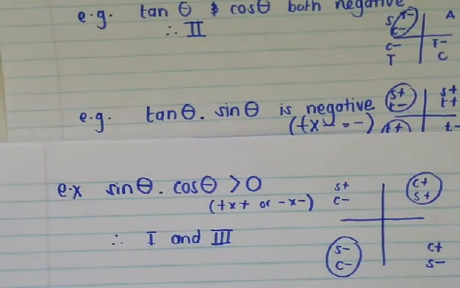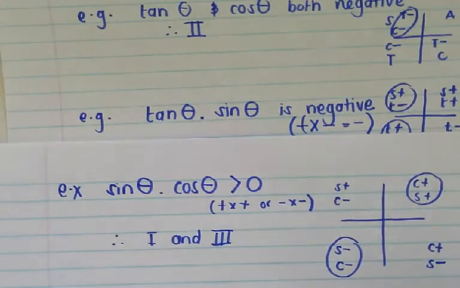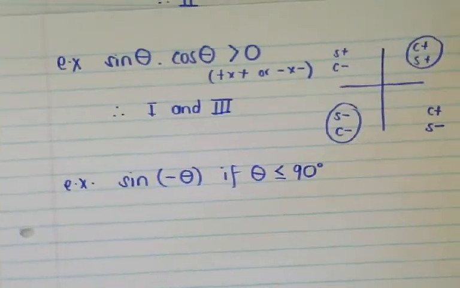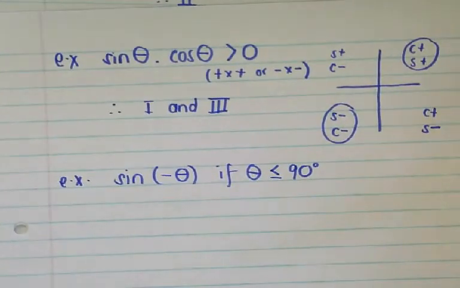Now I have one more. And it's going to take some thinking. So I want to know in which quadrant will I find sine negative theta? And all I know about theta is that it is less than 90 degrees. So I remind you that everything we have been measuring has been positive and anti-clockwise.